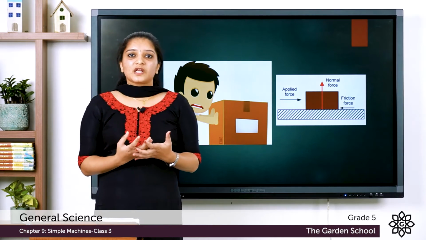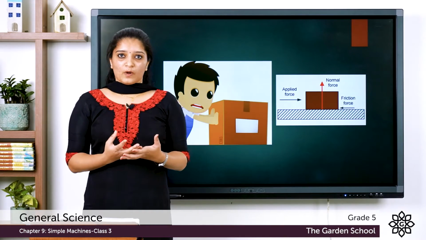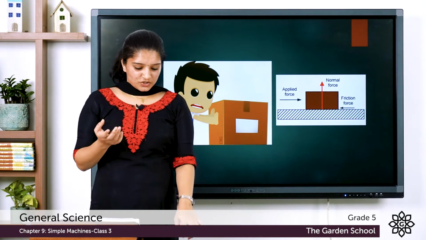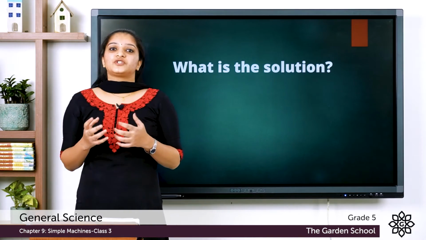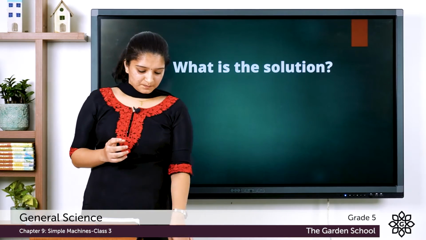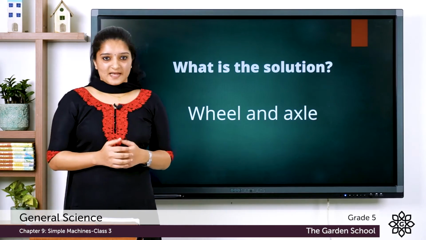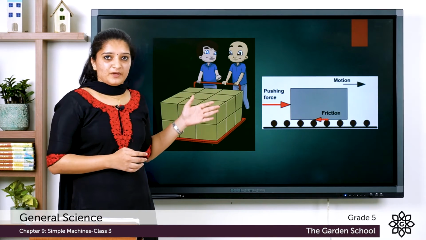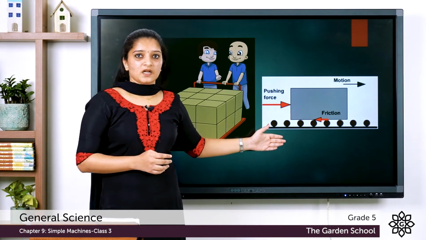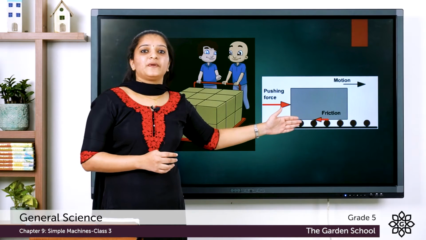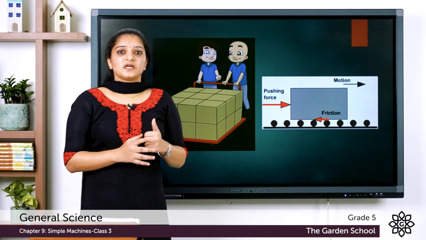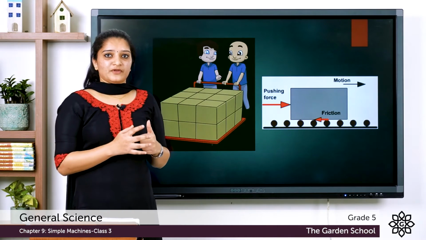So, it becomes difficult for a person to push a heavy box because of these forces, that is the frictional force and gravitational force. So, what is the solution to this situation? The answer is wheel and axle. When we try to push a heavy box using a wheel and axle, the rotation of the wheel helps in reducing the frictional force that acts on the heavy object. Thus, it becomes easier to move a heavy box.